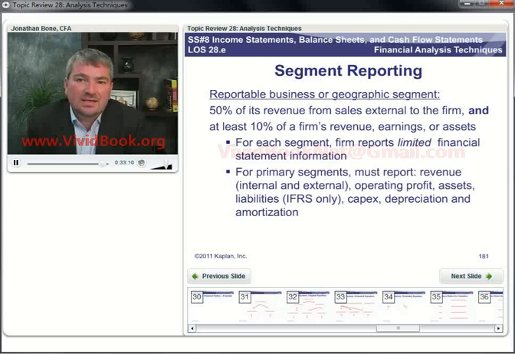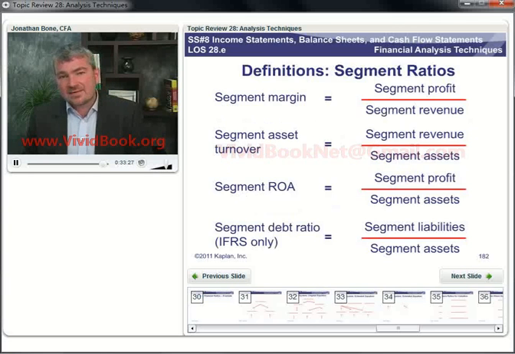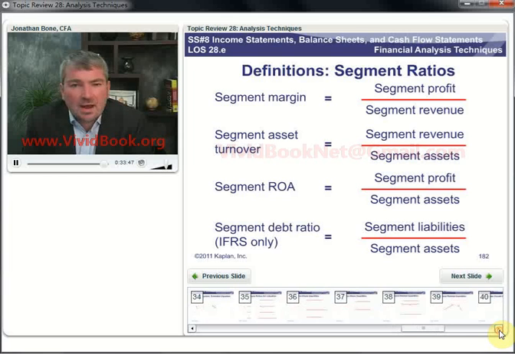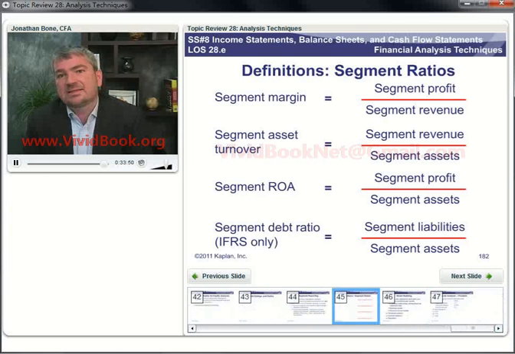In particular, what we need to do is show sales, both internal, intergroup sales, and external with third parties, operating profit, so EBIT, assets, liabilities under IFRS but not US GAAP, capital expenditure, depreciation, and amortization. So, given that information, the analyst could work out a segment profit margin by taking segment EBIT over segment sales, a segment asset turnover by doing segment sales over segment assets, segment return on asset by doing segment EBIT over segment assets, and of course you could work out a leverage ratio as well, but only under IFRS by looking at segment liabilities over segment assets.